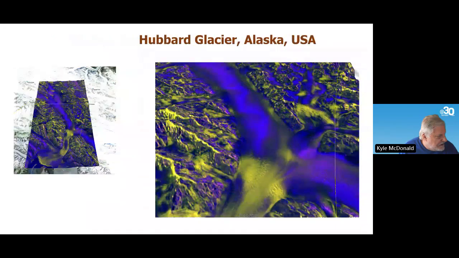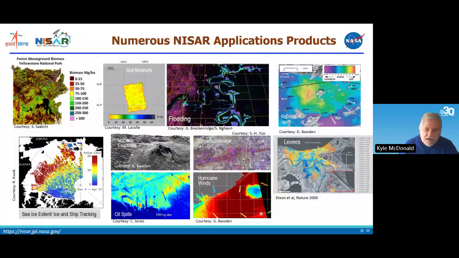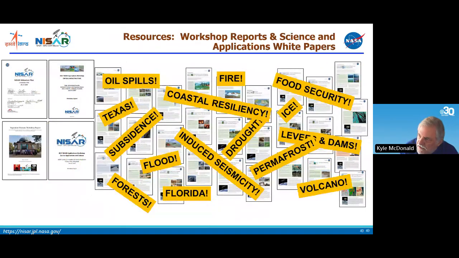We looked at those. Hubbard Glacier. So there are numerous applications that we'll be able to look at, which we've gone through some of those in this case. But there's also a series of white papers that have been written by the NISAR science team looking at various thematic areas for applications of NISAR to societal needs and informing on things like wildfire, oil spills, land subsidence, coastal resiliency, induced seismicity.